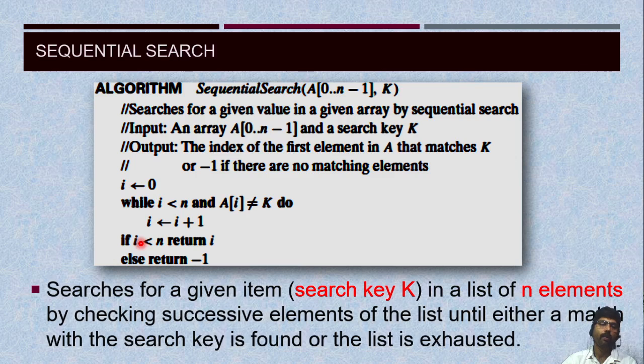Now we go here. If I is less than n, that means we found the key, so we return I. If the key is not found, A of I is not equal to K is always true. That means I is crossing the n value. Then we have to return -1. -1 indicates the key does not exist in the list. I less than n indicates the key exists at the particular location I.